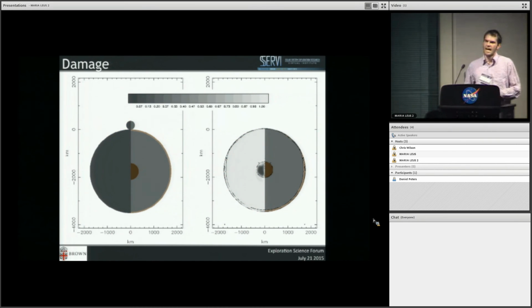We're also interested in how the internal structure of the moon has been affected by these large impacts. One parameter we can look at is damage, which essentially looks at how fractured the material is. Again, we have a before picture on the left and an after picture on the right. The damage is essentially saturated at 1, showing that the moon is being completely damaged by this impact. But due to the saturation, this isn't a very good parameter to look at.